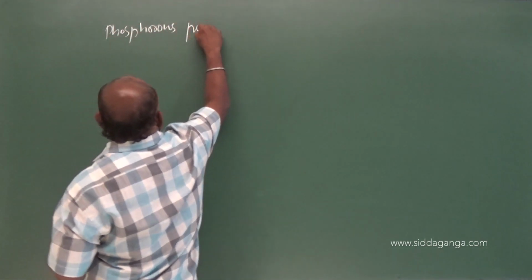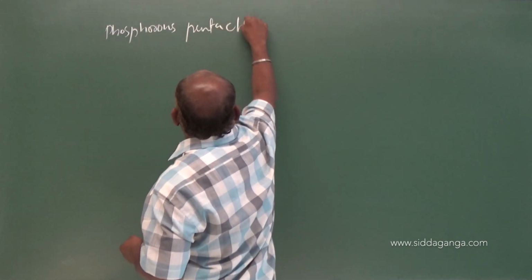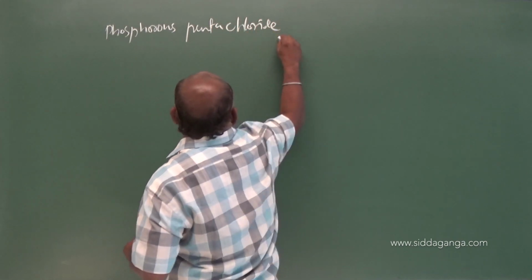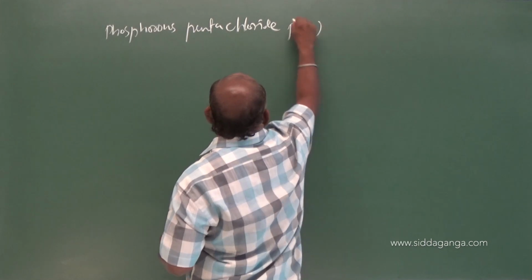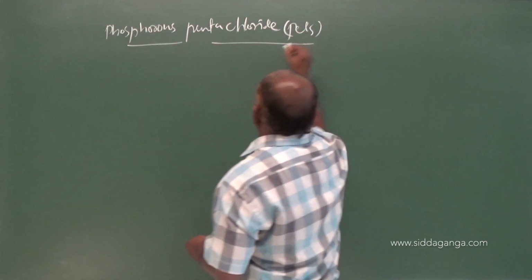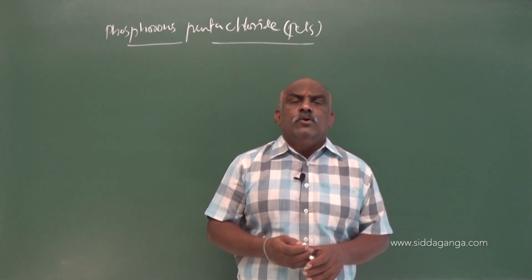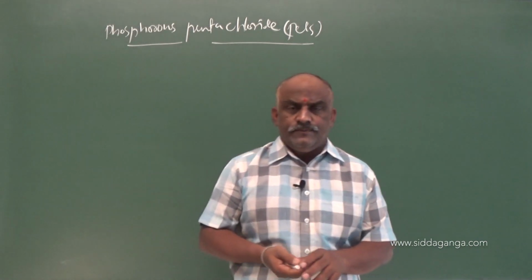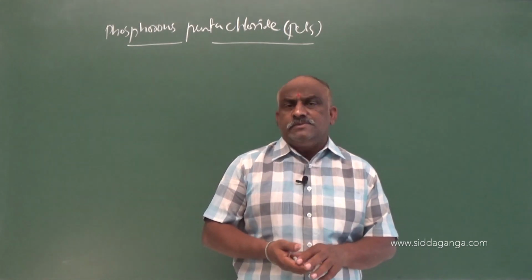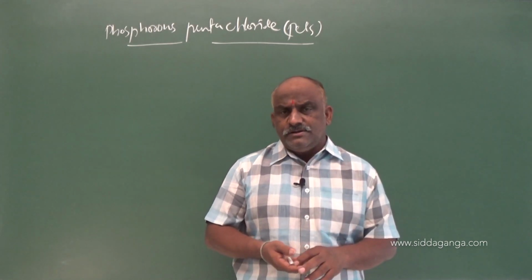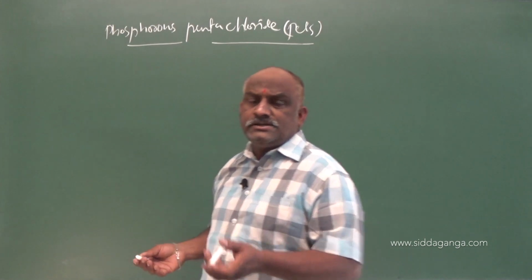Phosphorus pentachloride, molecular formula PCl5. How to prepare phosphorus pentachloride? Different types of preparations are there. I will explain some easy preparations.